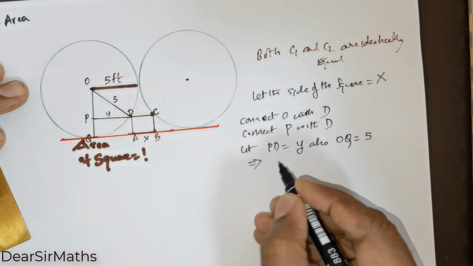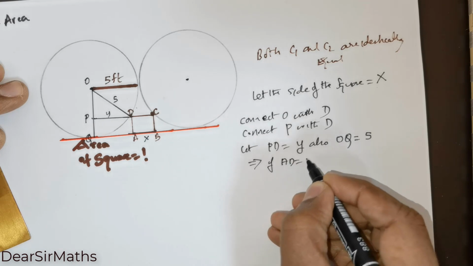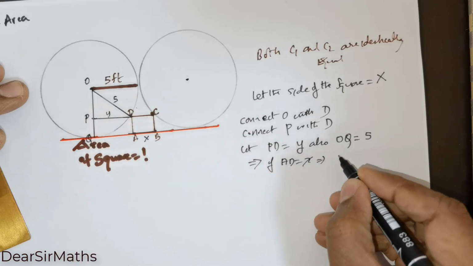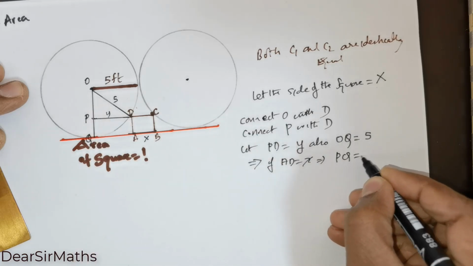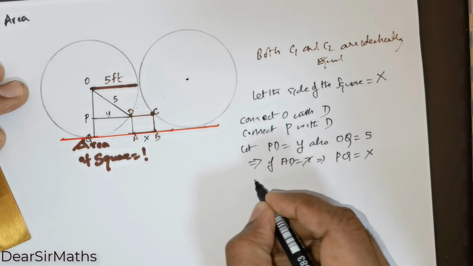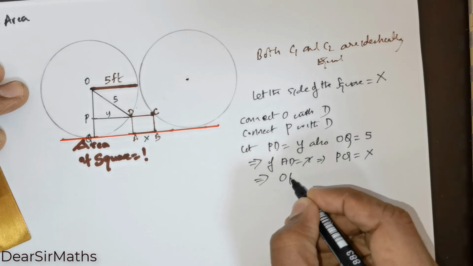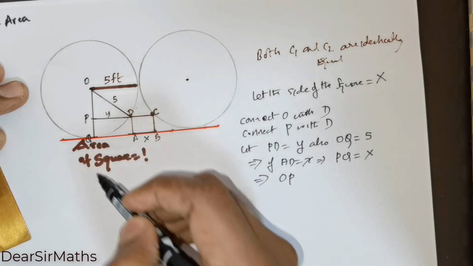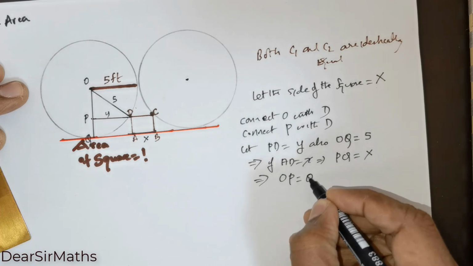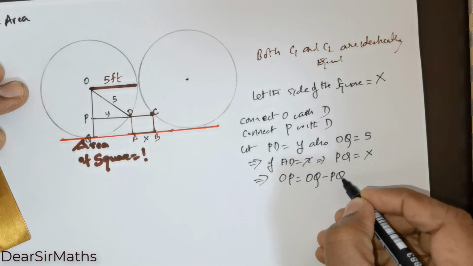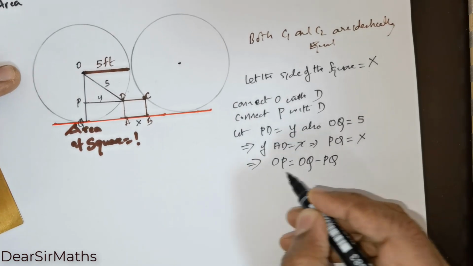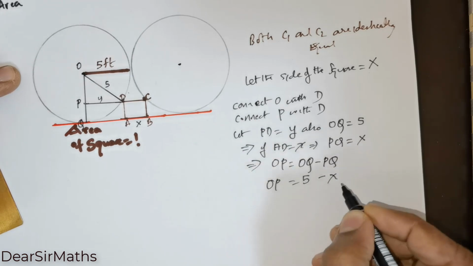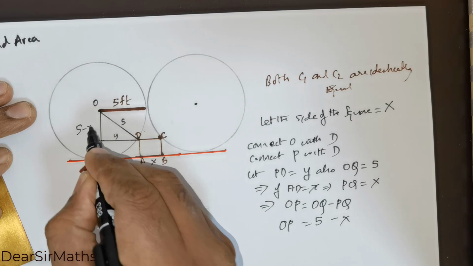So if AD is equal to X units, this means PQ is equal to X units. This in turn means OP, this entire thing is X, OP is actually equal to OQ minus PQ. OQ is 5 units, PQ is X, so OP is 5 minus X.